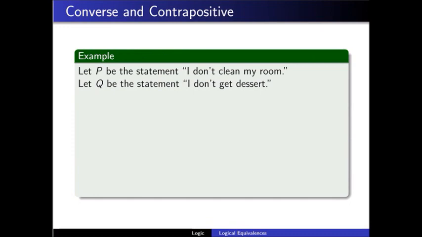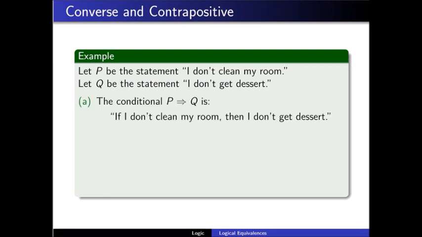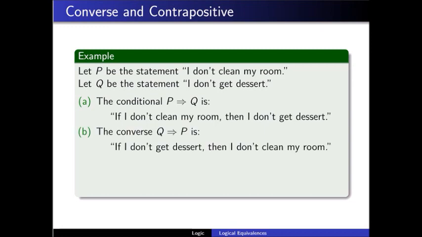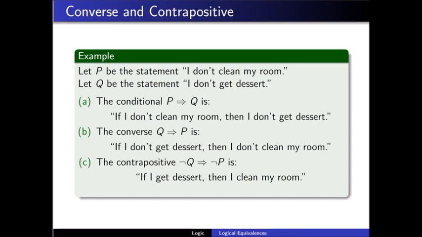Let's look at these within the context of a specific example. Let P be the statement, I don't clean my room. Let Q be the statement, I don't get dessert. The conditional P implies Q is simply read as, if I don't clean my room, then I don't get dessert. The converse of that is Q implies P, and we would read that as, if I don't get dessert, then I don't clean my room. And finally, the contrapositive of P implies Q is not Q implies not P. And we read this as, if I get dessert, then I clean my room.